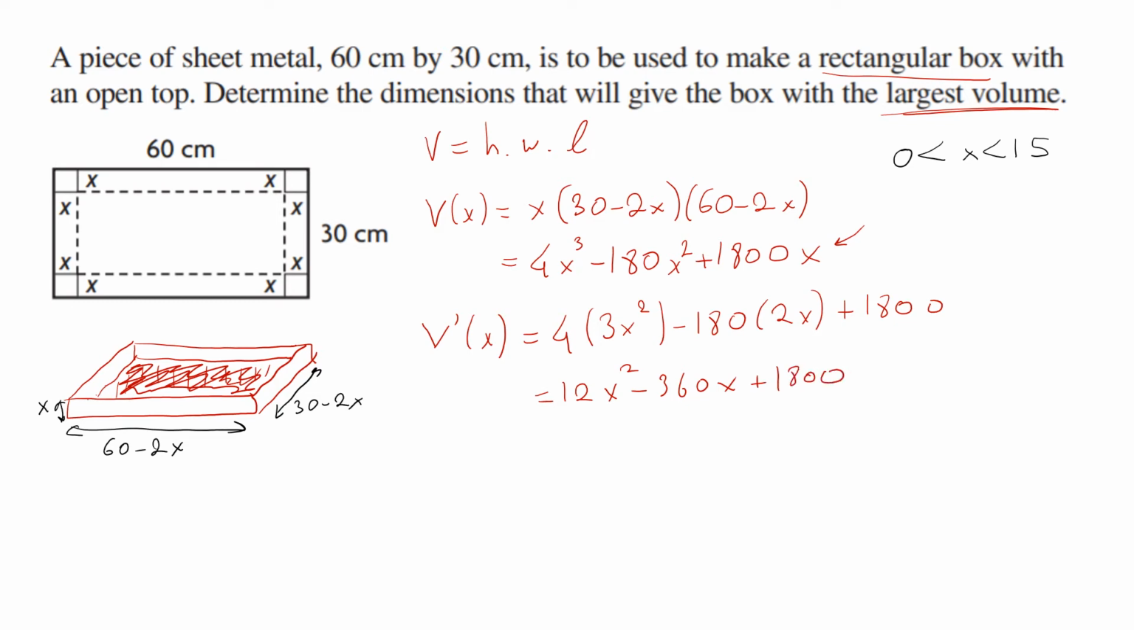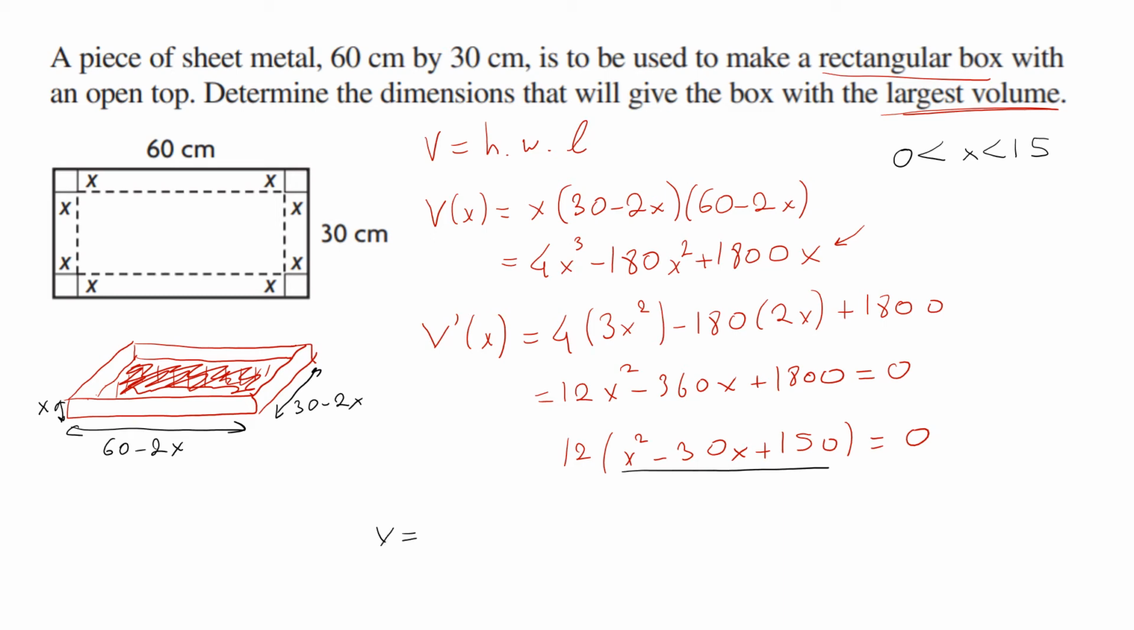Now what do I do? Because I'm trying to find the critical points as my first step, I equal this to 0. I realize I can actually take out 12 from the function because it's a common number, and I will end up getting x squared minus 30x plus 150 equaling to 0. Now I can actually simplify this by using the quadratic formula, right? It doesn't come out that easily, so I will be using the quadratic formula right over here.